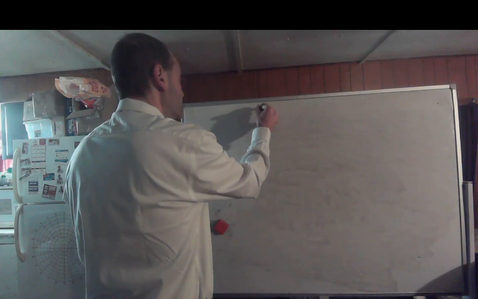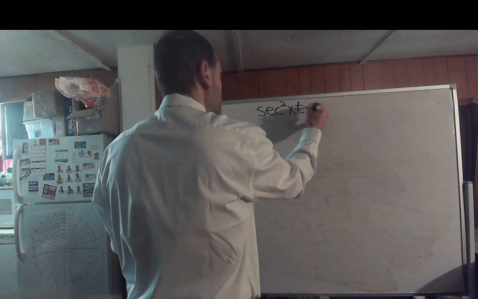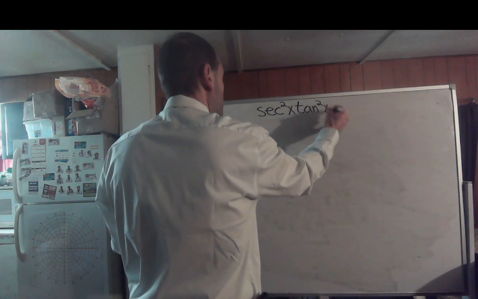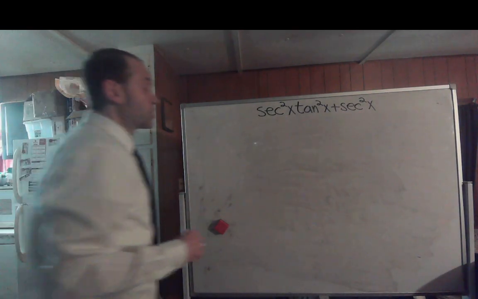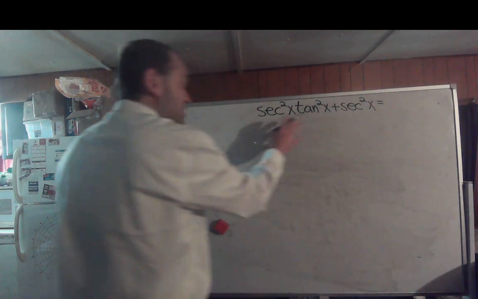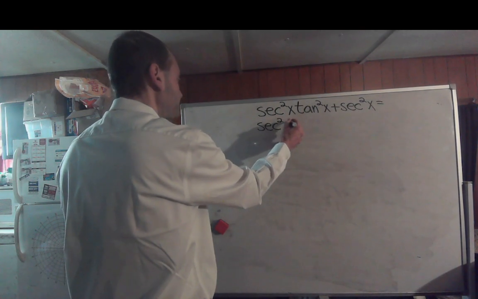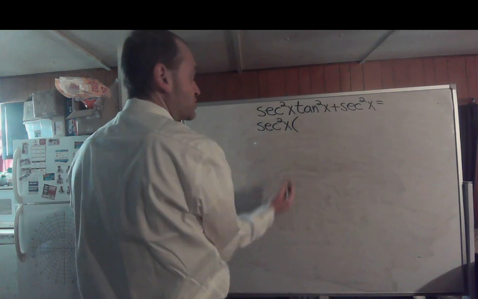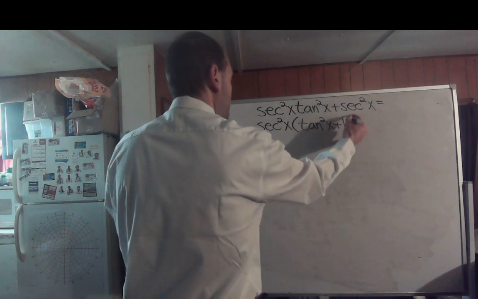Alright. Next we have the secant squared of x, tangent squared of x, plus the secant squared of x. So we're going to simplify this by factoring. You definitely have a common secant squared of x you can factor out. This would turn into the secant squared of x times the quantity of the tangent squared of x plus 1.